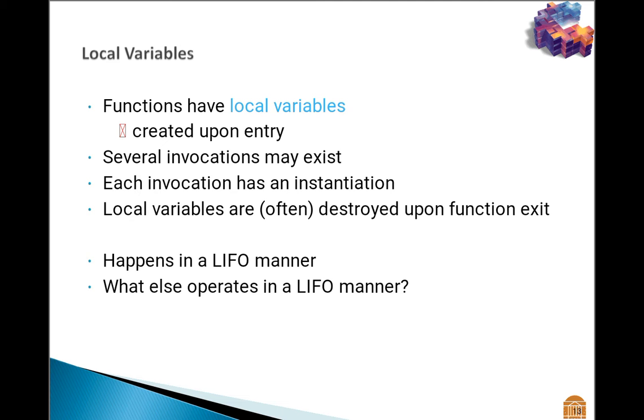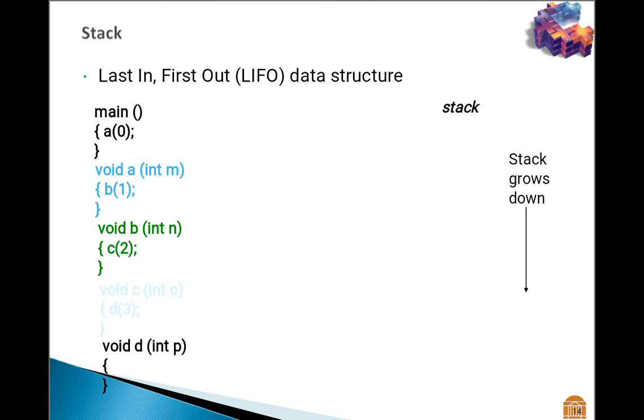Local variables. Functions have local variables. They are created upon entry, and several invocations may exist. Each invocation has an instantiation. Local variables are destroyed upon function execution, which happens in a LIFO manner. What else operates in a LIFO manner? A stack. A stack operates in a LIFO manner. LIFO is basically last in, first out. So this means that the data that is inserted last is removed first.